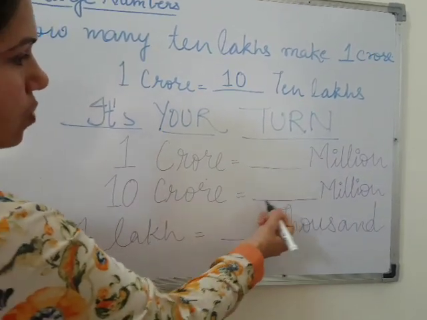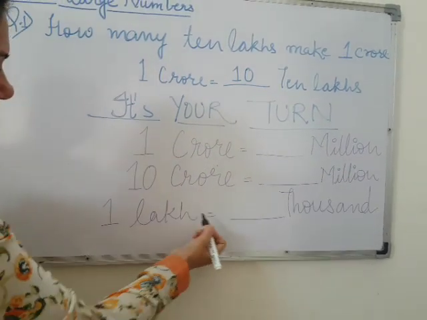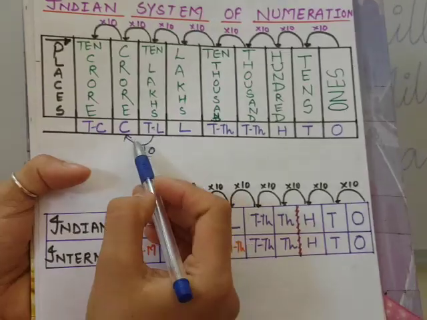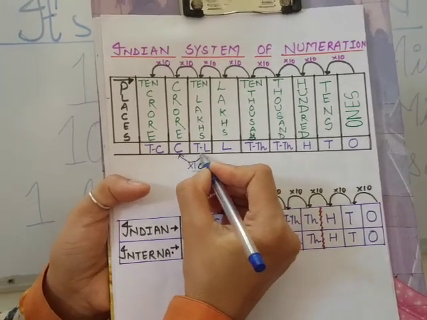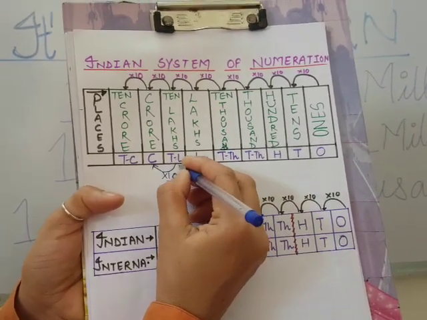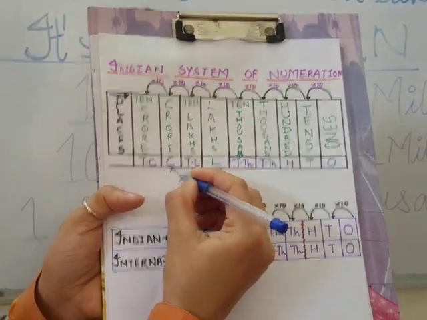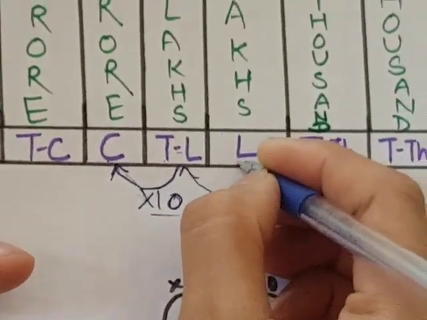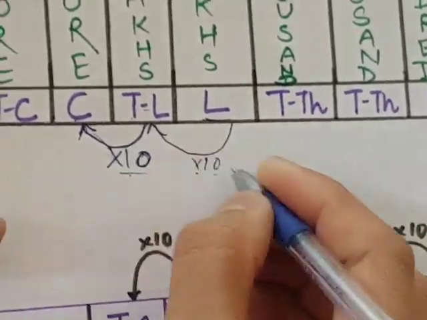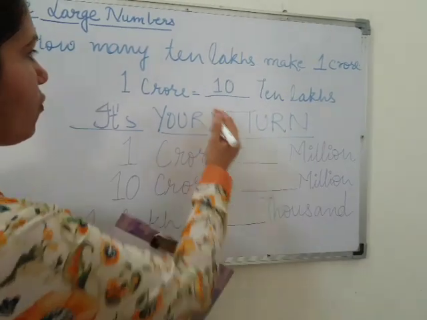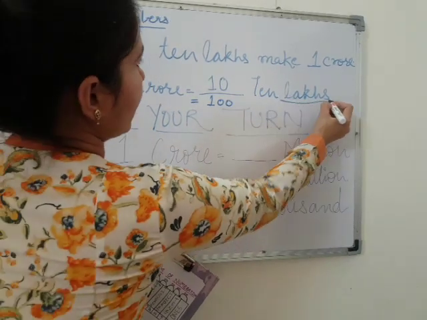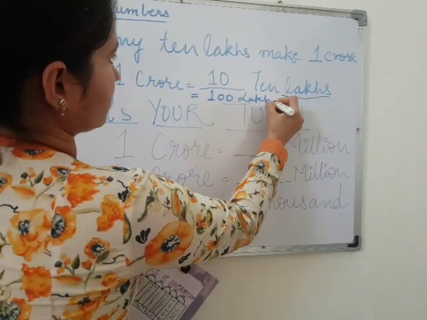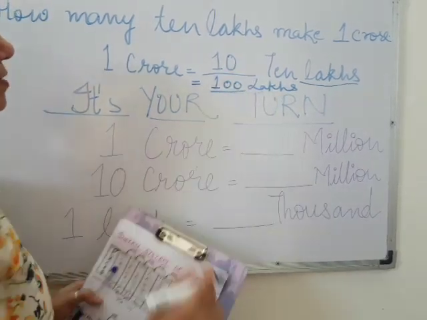Now children, it's your turn to find: 1 crore equals how many millions, 10 crore equals how many millions, and 1 lakh equals how many thousand. If we are moving from lakh to crore, that means we are moving two steps. From 1 lakh to 10 lakhs and then 10 lakhs to crore, means for lakhs we are doing 10 into 10, which means 100. So we can convert this question into another simple form: 1 crore equals 100 lakhs. This is also one answer.